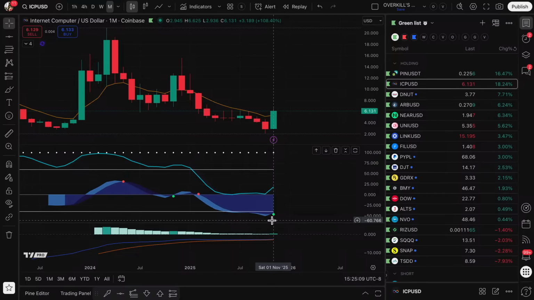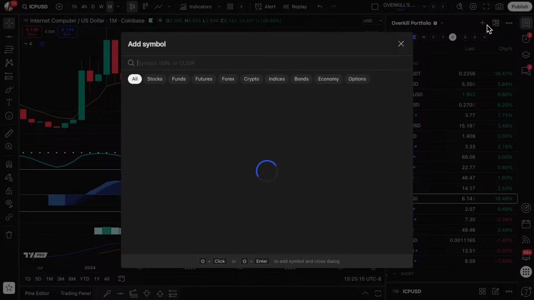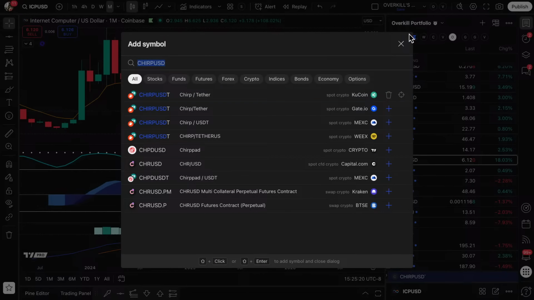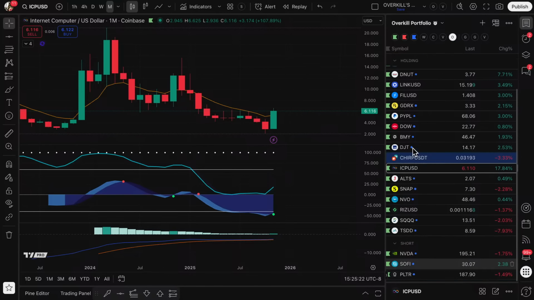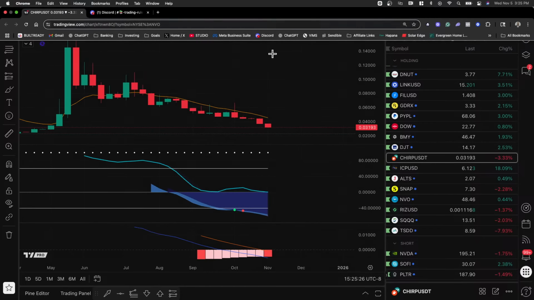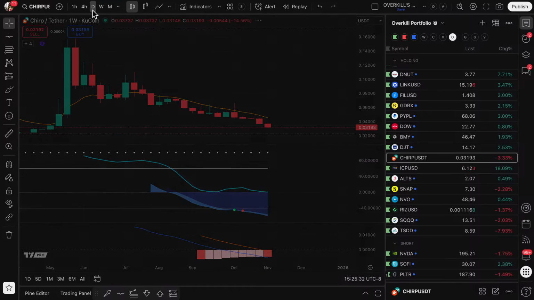What else we got? I haven't sold Chirp yet. That one's still in my portfolio. I think I actually just deleted that one. But that one's just a meme. Not a meme, but a really new project that I took a position on that I still have in the portfolio. I haven't sold that one yet. I'm looking for a green dot there on the weekly.